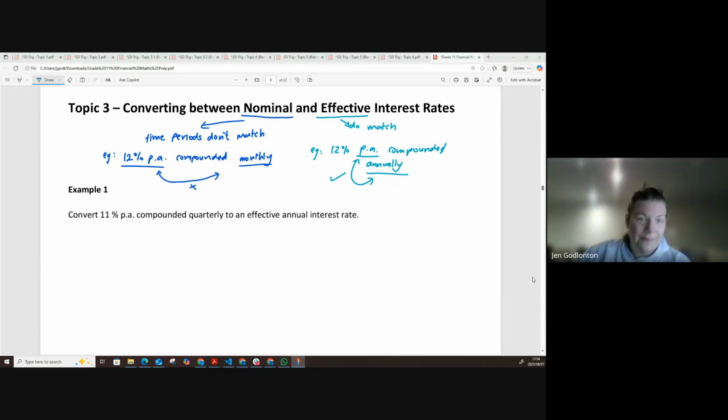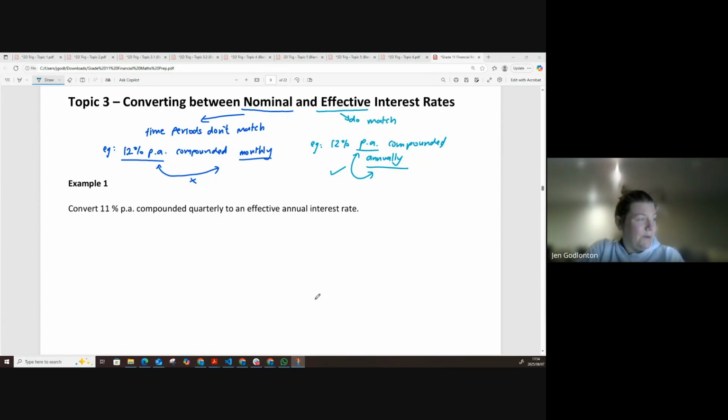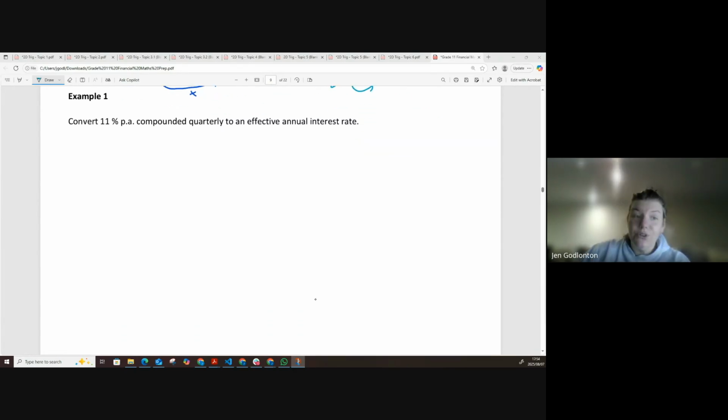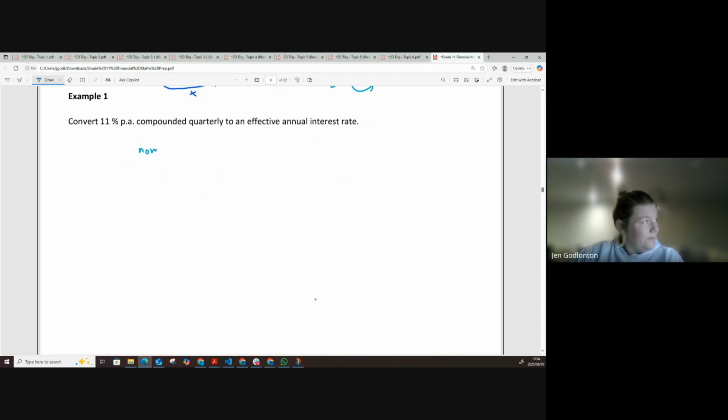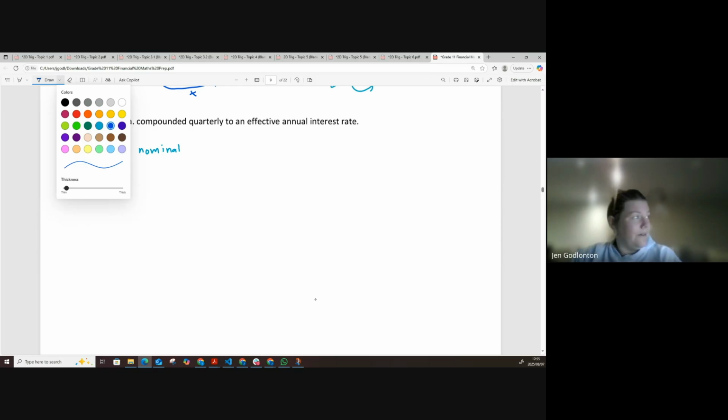Okay. So the first thing we do is we break it up into sort of two categories. We have our nominal, and then we have our effective.